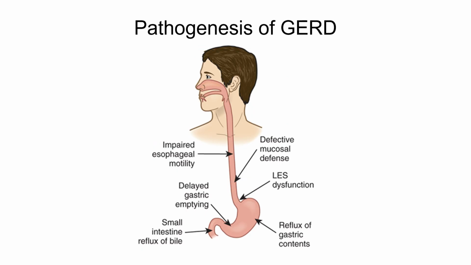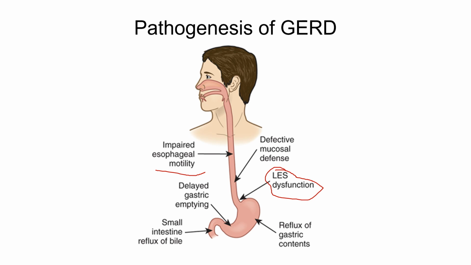So these are some other reasons why GERD may happen. So we talked about LES dysfunction. That's an incompetent lower esophageal sphincter. But it can also be lots of other reasons. For example, impaired esophageal motility. So remember, our esophagus has these wave-like constrictions that help to push our food down. If there's a problem with those wave constrictions, then you may develop GERD.